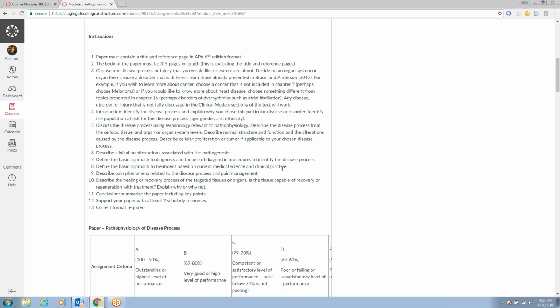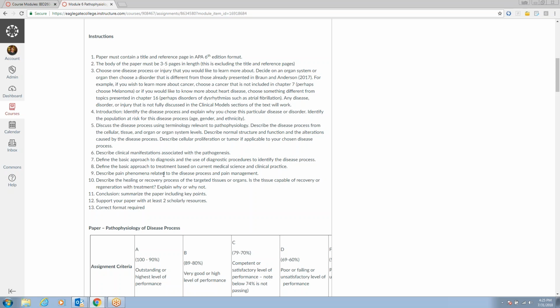Then here we have define the basic approach to treatment based on current medical science and clinical practice. So what are we going to do to help this person feel better? Does it require surgery? Is it medication? Is it physical therapy? What is it that's going to treat this disease process? And you could call that section treatment if you want to.